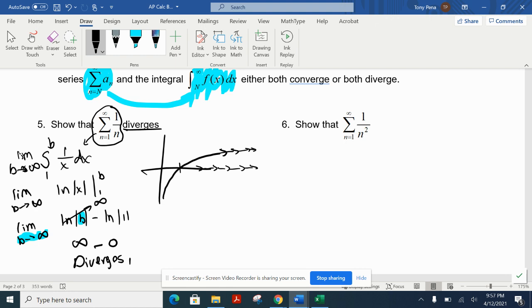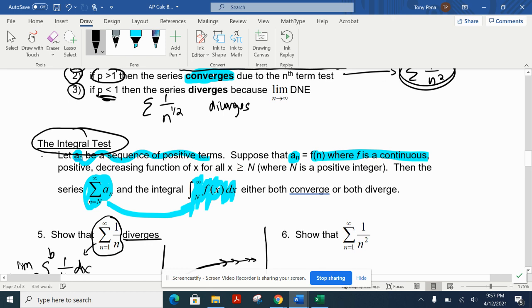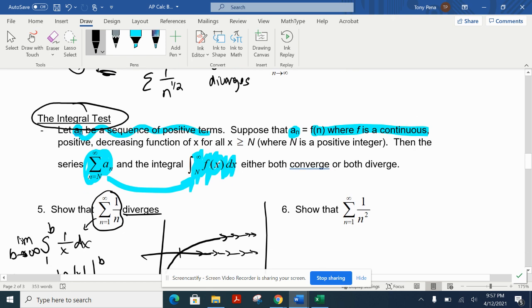Okay, so that's the p-series confirming that thought. So number 6, this should converge, right? This is a p-series with a p that is greater than 1. So we could just say that converges right away, but it says show that, and then I want you to show that by using the integral test. I realize I did not put that in there. It should say that it converges. And we're going to prove it using the integral test.